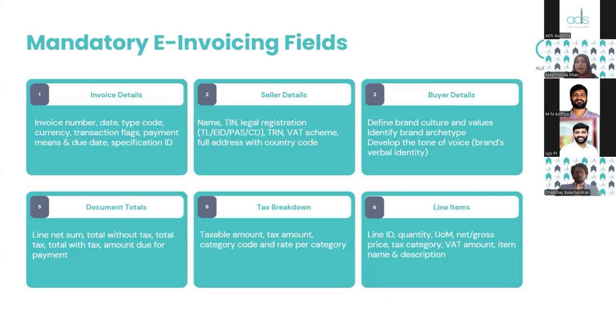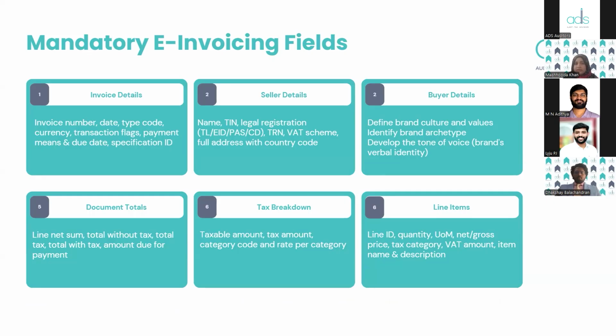Here are a few mandatory fields which should be there in e-invoicing. If you can see on the screen, under invoice details, invoice number should be there, date should be there, type code should be there, currency should be there, transaction flag should be there, payment means, due date, and specification ID. So here it's been given for all the items, in brief, what fields should be there. These are the mandatory fields.